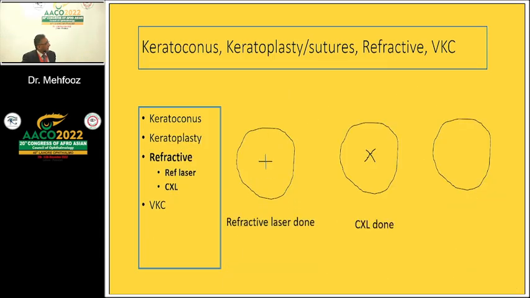Then this one is for the refractive surgery. That means the refractive surgery has been done, because normally when we see a patient with refractive surgery, there is no clue that the refractive surgery has been done. So if in your diagram you have drawn the plus sign, that means the refractive surgery has been done.